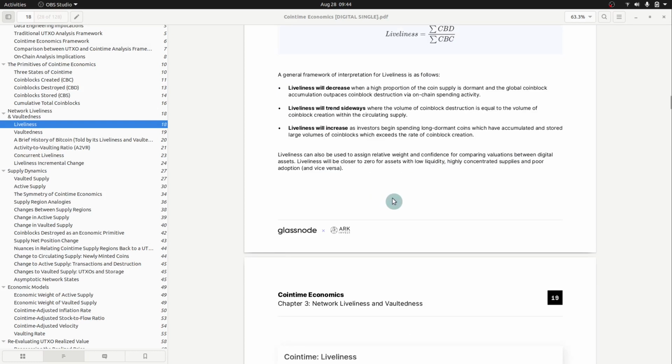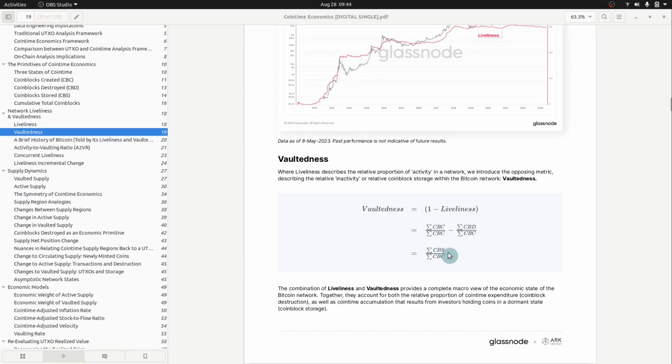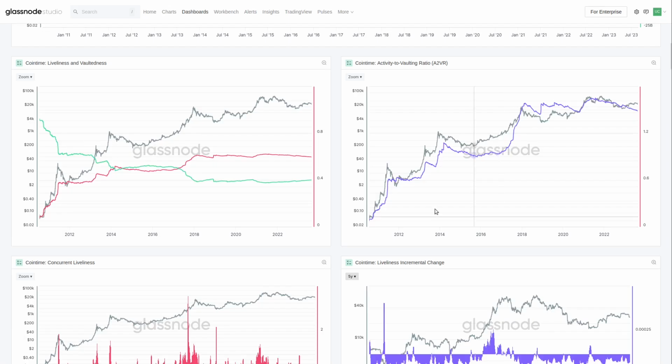Now, we also come up with, obviously taking the inverse of that, 1 minus liveliness, because liveliness can only go between 1 and 0, and you get what we call vaultedness, which is the total sum of coin block storage over coin block creation. Let me jump back to the charts. So what you can see is that these move inversely to each other. And what these are basically doing is tracking between 1 and 0, how much of the overall network has been spent and how much has been stored.